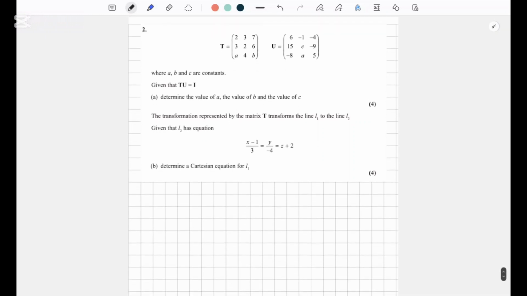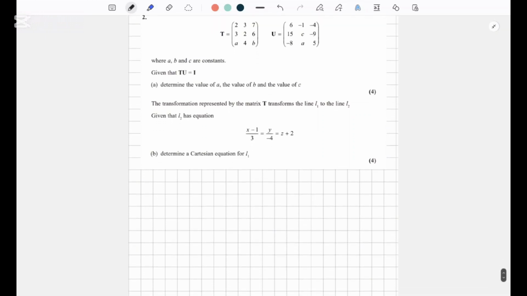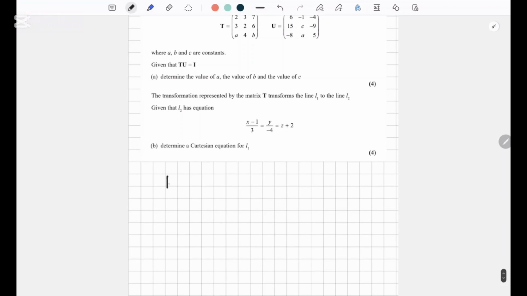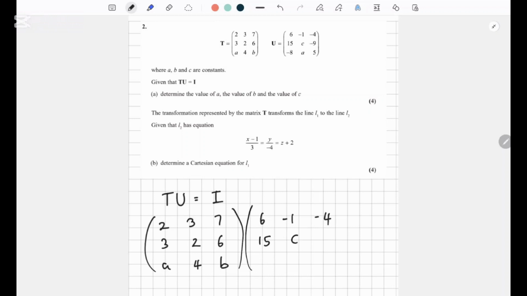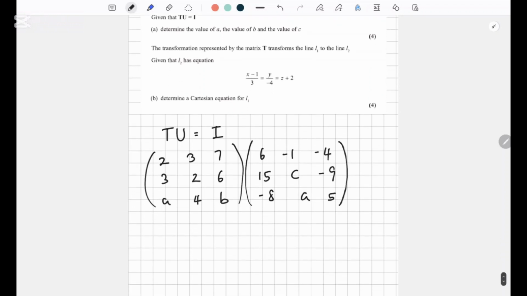So they say TU equals the identity matrix. So it's 2, 3, 7, 3, 2, 6, E, 4, B into 6 minus 1 minus 4, 15, C minus 9 minus 8, A, 5. This gives you I.